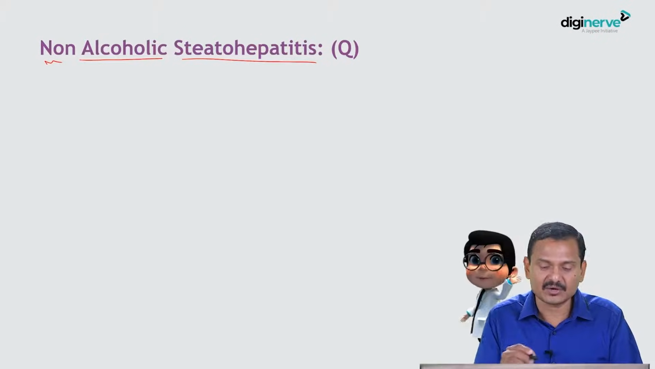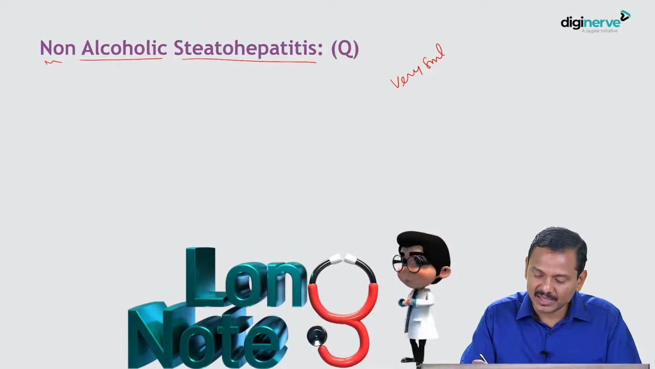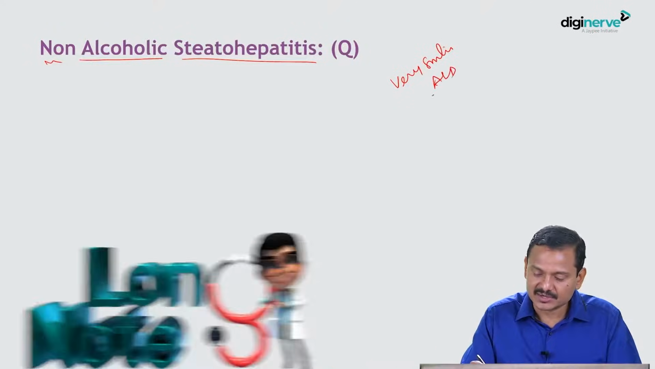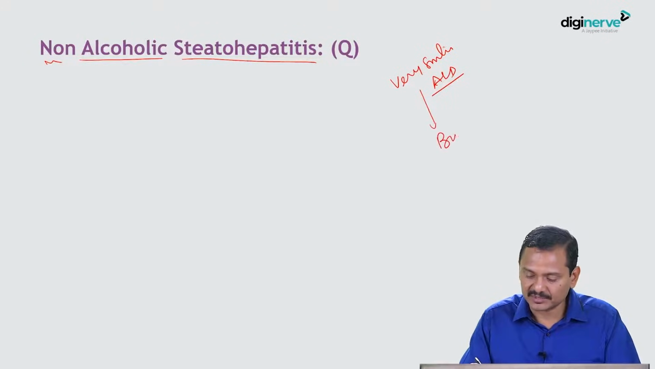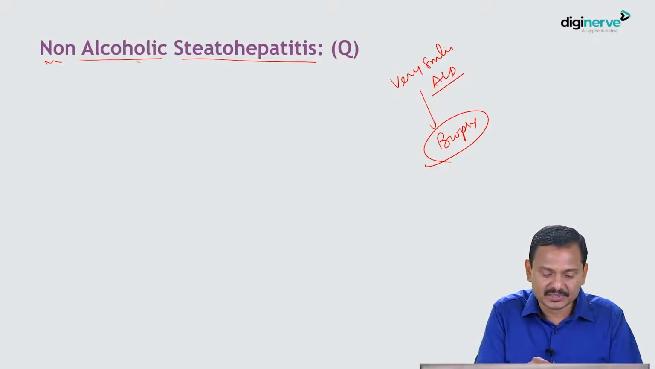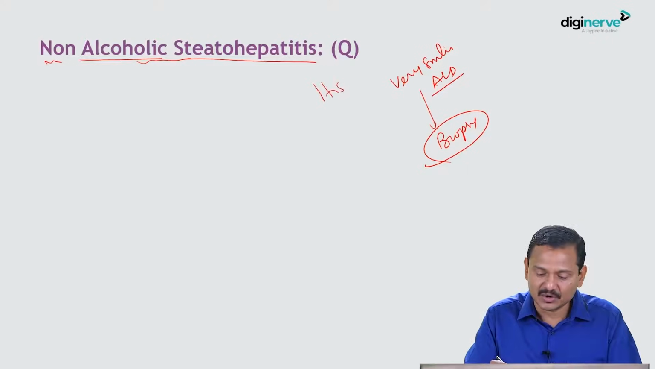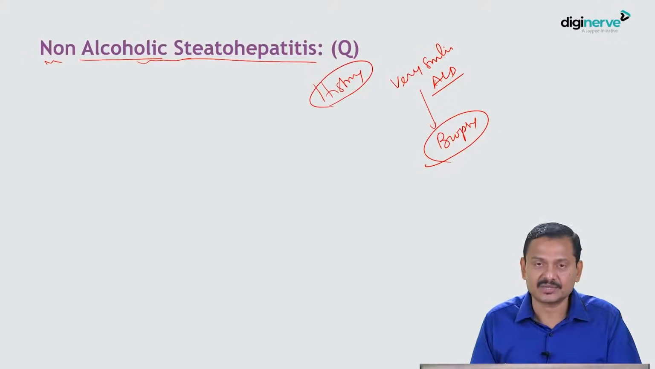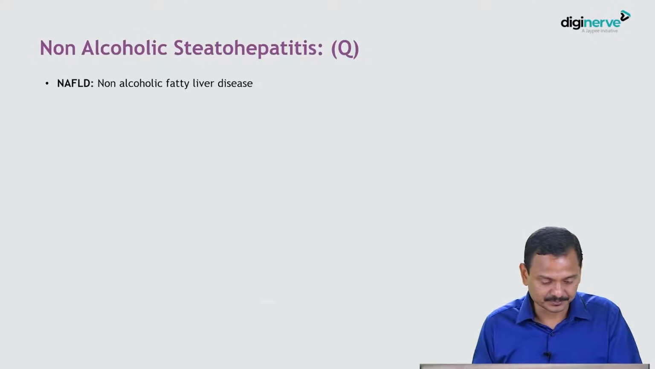This non-alcoholic steatohepatitis looks very similar to alcoholic liver disease or alcoholic steatohepatitis. By looking at the biopsy, you cannot say whether the patient is alcoholic or non-alcoholic. The history of alcohol consumption is very important to differentiate NASH versus alcoholic steatohepatitis.